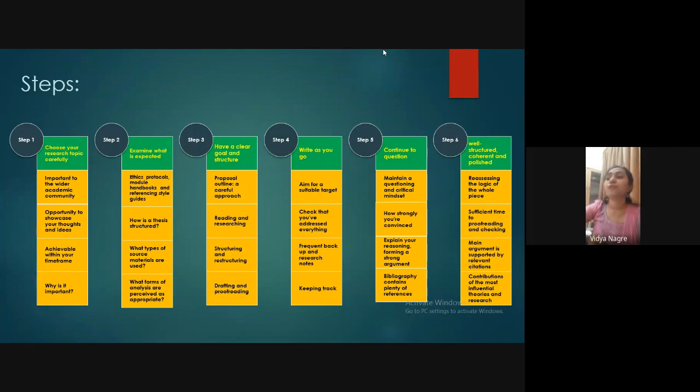Your research has to be very well structured, coherent, and polished. There should be a logical connection in the thought that you have demonstrated in the form of your thesis. It should not be somewhere losing control of your mind. It should flow smoothly in a sequence. So you always have to follow the skeleton, and keep sufficient time for proofreading, checking, and finalizing your thesis before you submit.